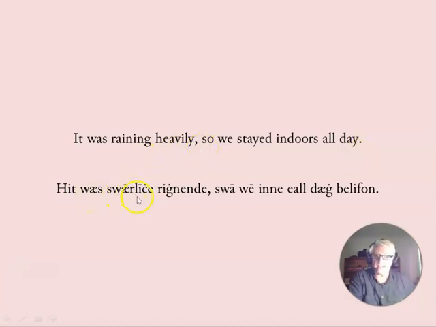Next one. It was raining heavily, so we stayed indoors all day. It was swarliche rinende, swawe ina el dia belivon. Okay. So we inside all day stayed. It was heavily raining.